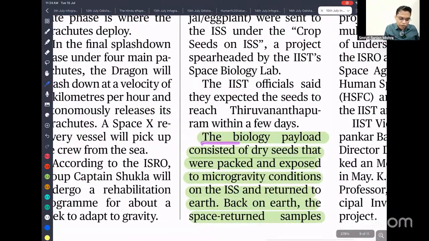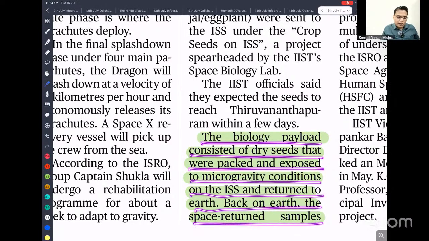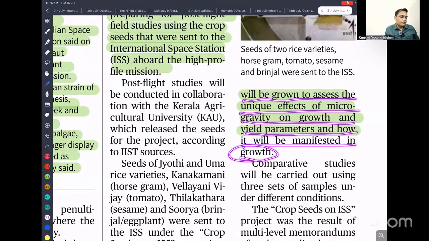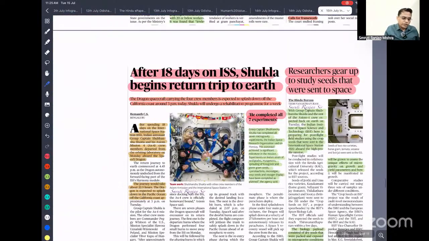So, a biological payload consisting of dry seeds that were pegged and exposed to the microgravity condition on the International Space Station and returned to Earth. Back on Earth, the space-returned samples will be grown to assess the unique effect of microgravity on growth and yield parameters and how it will manifest in the growth. If we can understand it better, it can open up a new avenue in our agricultural sector as well.